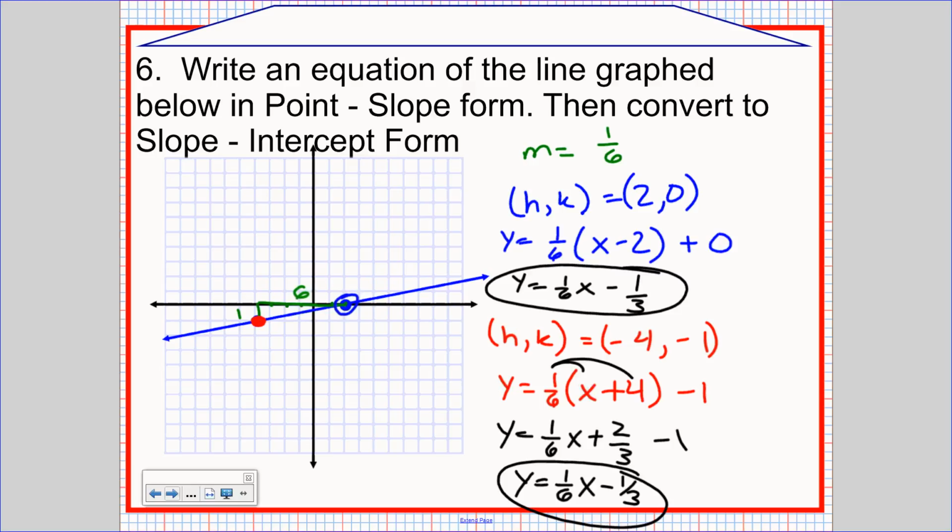All right, welcome back. So what you notice is that those two equations are equivalent. When you distribute them out, you get the same thing. A graph with a slope of 1/6 and a y-intercept of -1/3. It's pretty neat to think that you can pick any point anywhere on the graph and get the same equation when all is said and done.